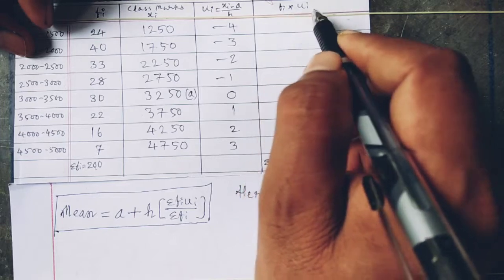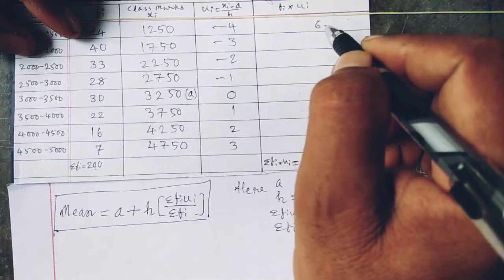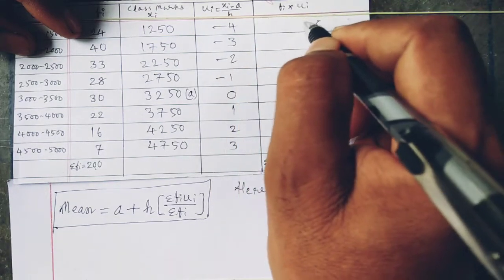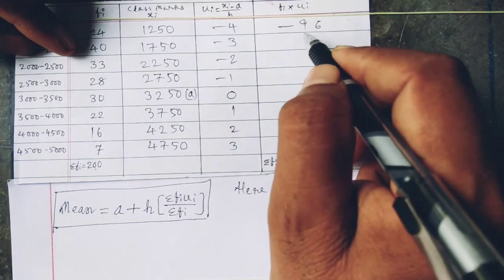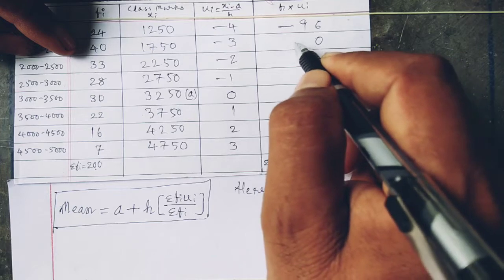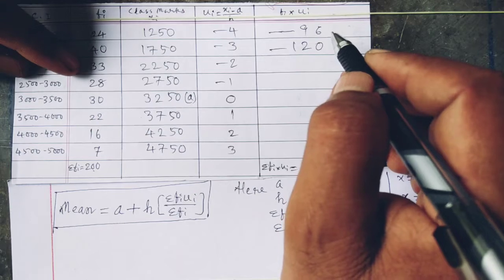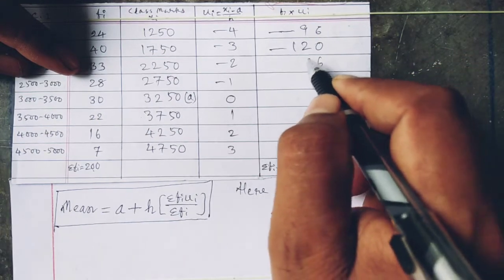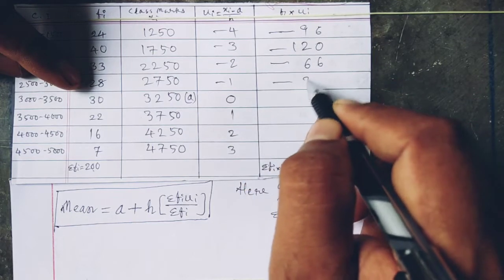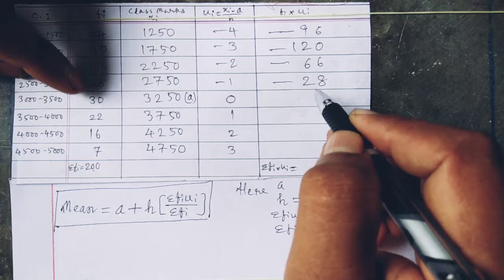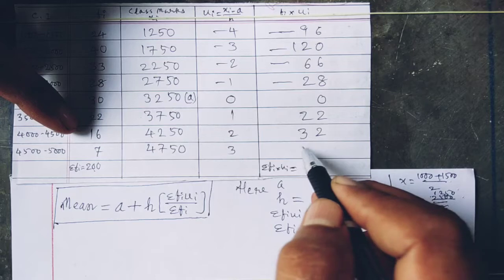Now we have to find fi ui. 24 times... 4 fours are 16, 4 twos are 8, minus 96. 4 threes, 3 zeros are 0, 3 fours are 12, minus 120. Next, 2 threes are 6, minus 66, minus 28, 0, 22, 16, 32, 7 threes are 21.